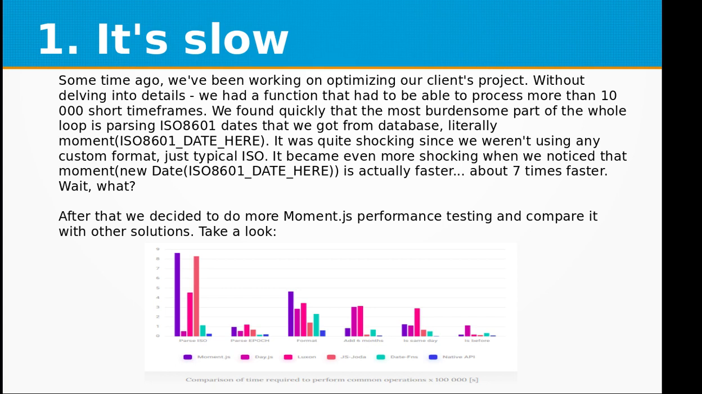It was quite shocking since we weren't using any custom format, just typical ISO. It became even more shocking when we noticed that new Date(ISO 8601 date here) is actually faster, about 7 times faster. Wait, what? After that we decided to do more Moment.js performance testing and compare it with other solutions. Take a look.